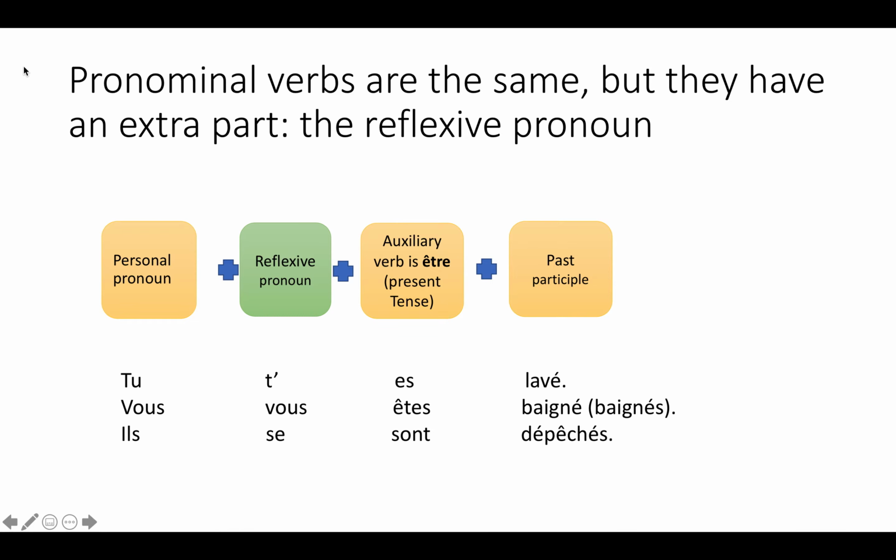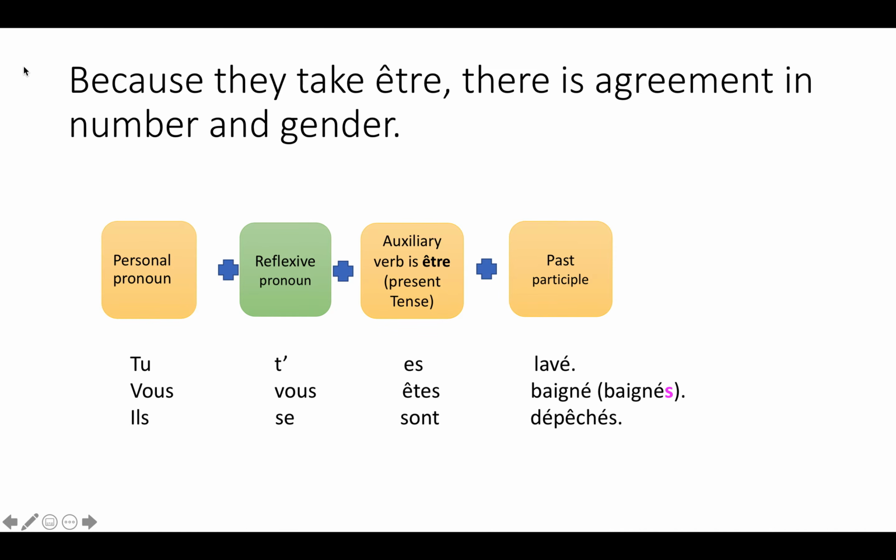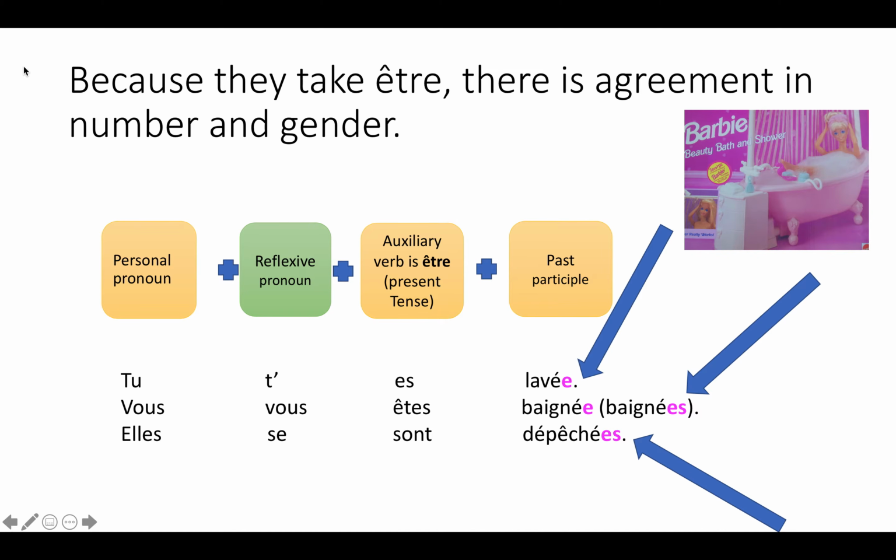Pronominal verbs work the same way, but they have an extra part. They have the reflexive pronoun. So just like in the present tense, you have an extra part. Here in the passé composé, you have an extra part, the reflexive pronoun. And because they take être, there is agreement in number and gender. Can you spot it here? What about here?